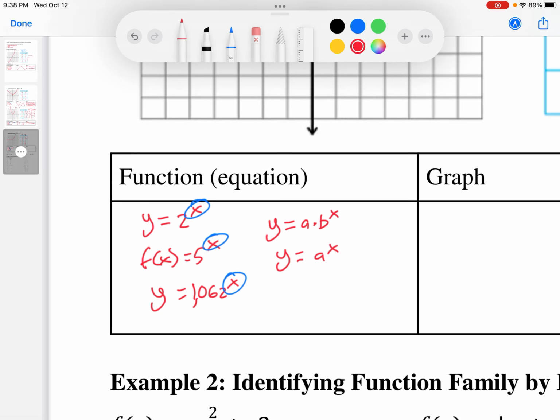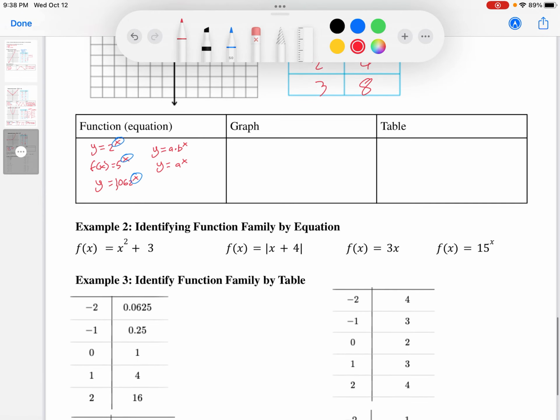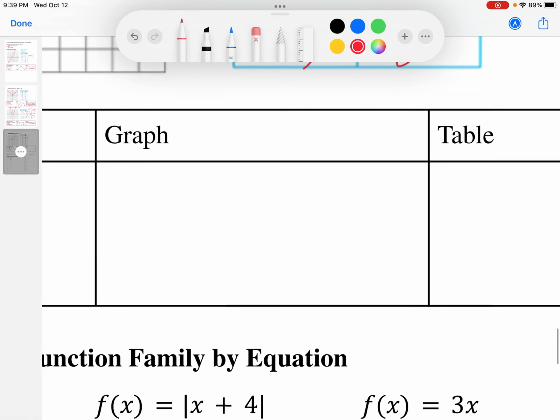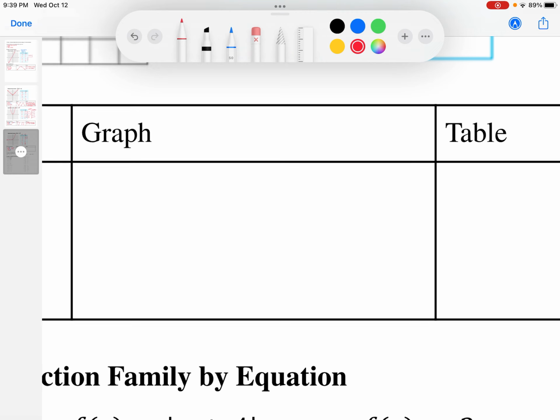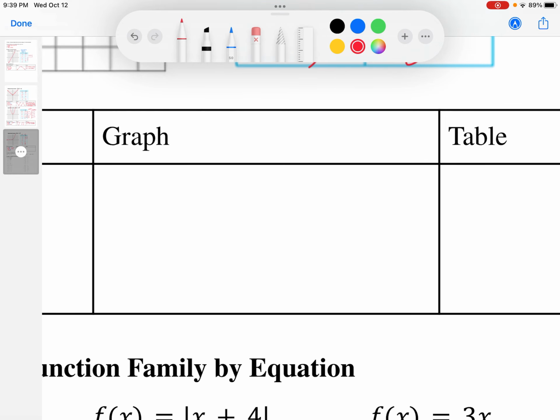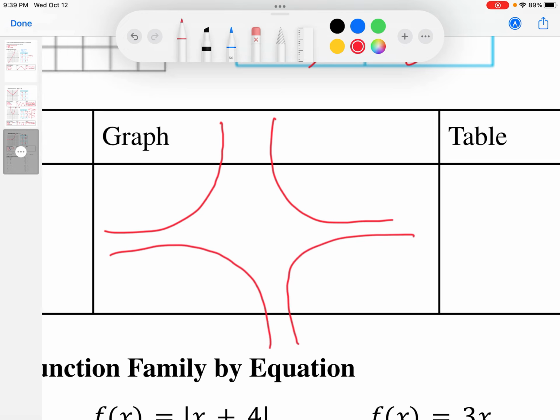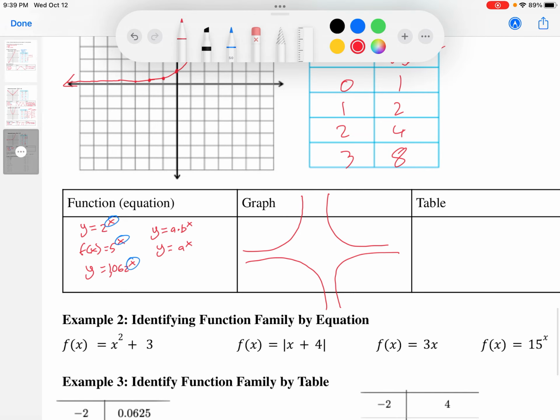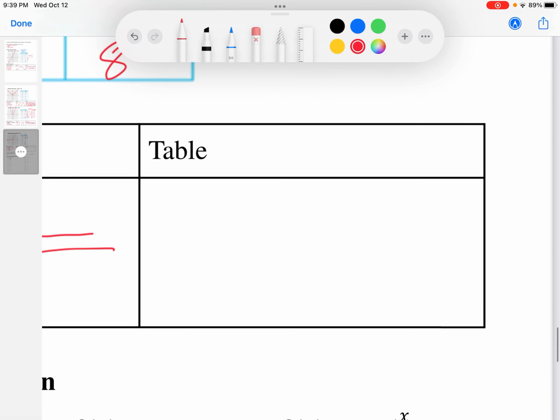Again, anything that has an x in the exponent, that's going to be an exponential function. Generally speaking, there are some exceptions, but generally speaking. So what do their graphs look like? Well, the most common ones are like this or like this. But then you can also sometimes have some situations that are like this or that are like that. It really just depends on what the function says.